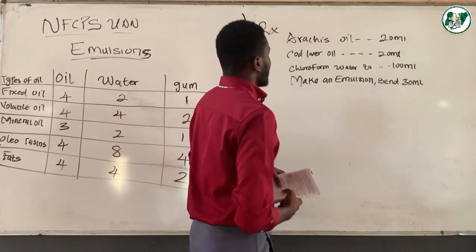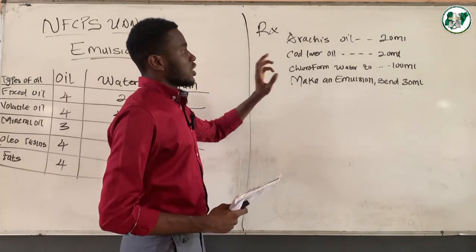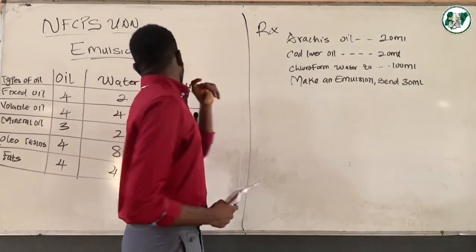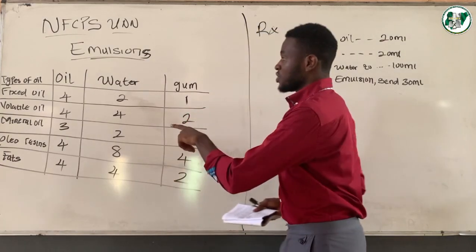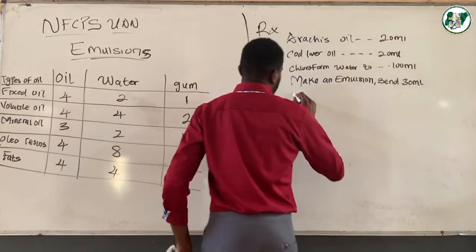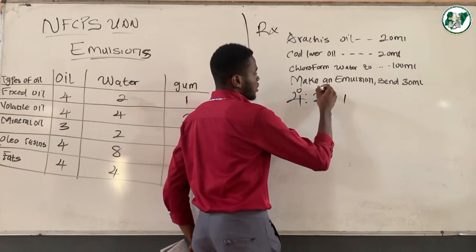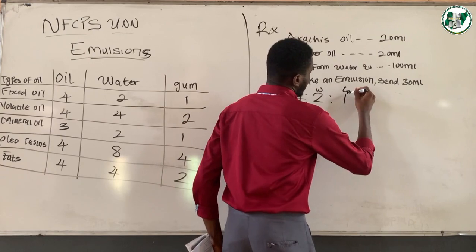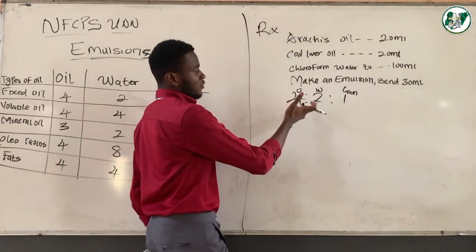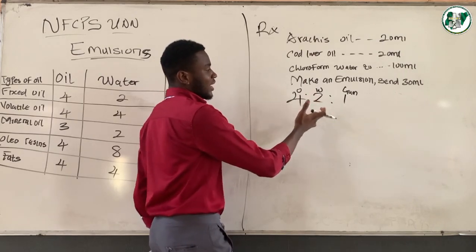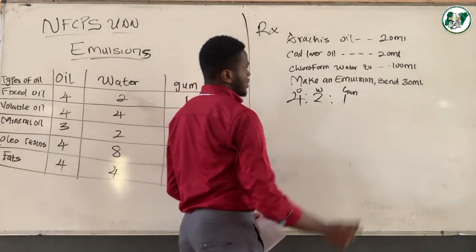According to this question, you must know what type of oil you are being given. Arachis oil and cod liver oil are examples of fixed oil. So we are going to be using the ratio from this table, which is 4 to 2 to 1. This is for the oil, the water, and the gum. In this preparation, this is the ratio between the volume of the oil, the volume of the water, and the weight of the emulsifying agent being used here.